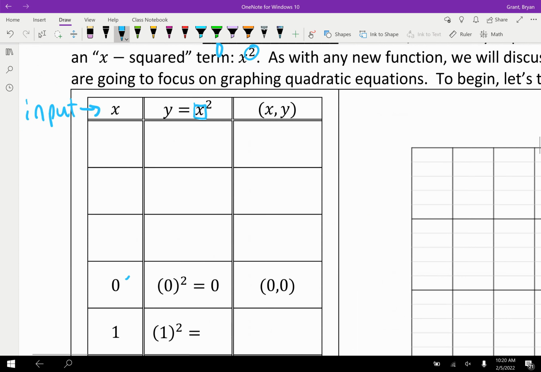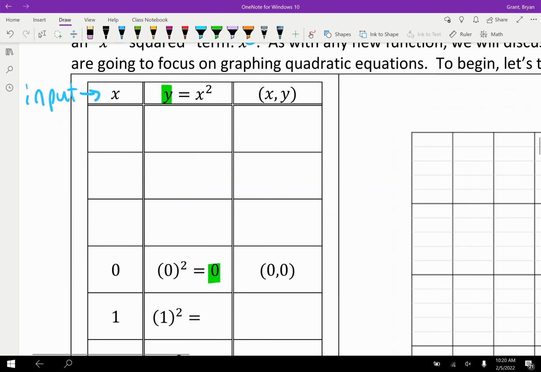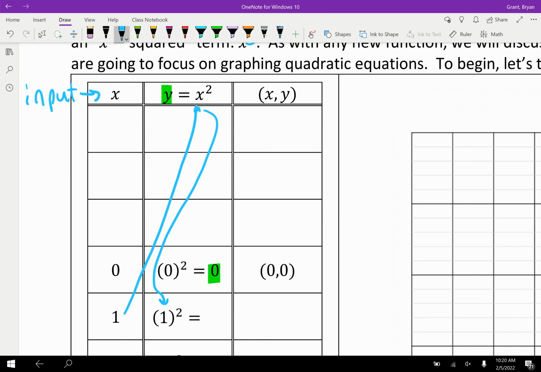If 0 is our input, we input it into our formula, and it becomes 0 squared, and then it gives us an output, which I'll show in green, of 0, because 0 times itself is 0. Okay, let's try one more. If we have 1, we input 1 into our formula, and that tells us to do 1 squared. What is 1 times itself? Oh, that's 1. And then traditionally, we write inputs and outputs as a coordinate pair. My input was 1, and my output after I did the math to it was also 1.